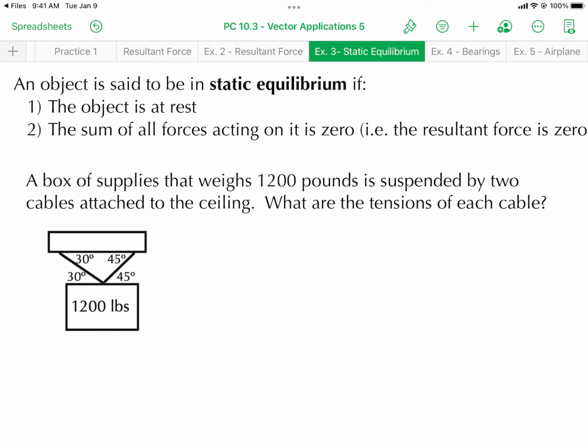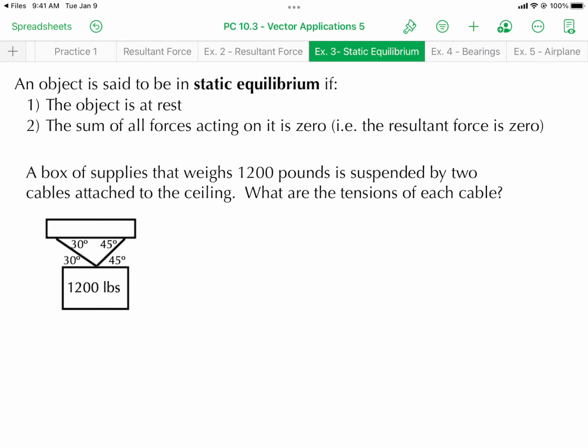All right, so one of our applications of vectors is the concept of static equilibrium. For an object to be in static equilibrium, it means it's still and at rest, okay? That means if there are any force vectors acting on that object, for it to be at rest, the sum of those vectors has to be zero, meaning the resultant force vector is the zero vector, all right?